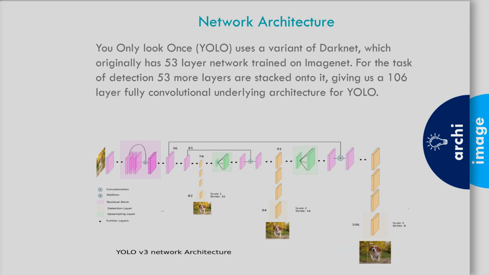Yolo uses a variant of DarkNet for its network architecture, which is a 53-layer network trained on ImageNet. For detection, 53 more layers are added, resulting in a 106-layer fully convolutional architecture.